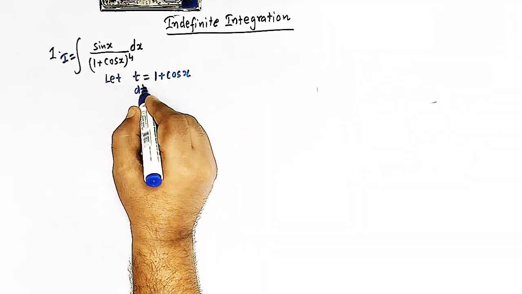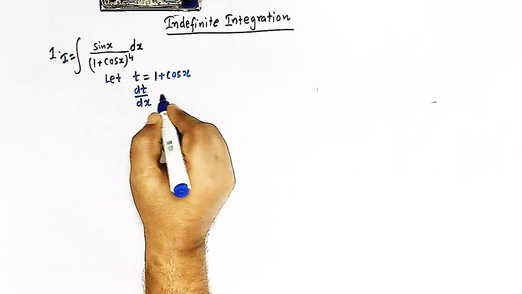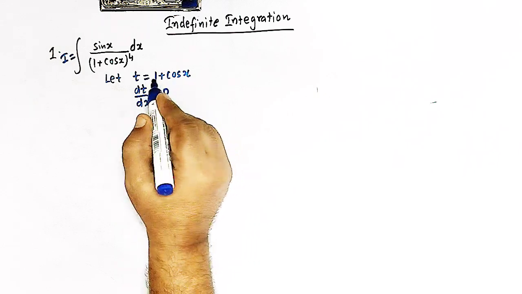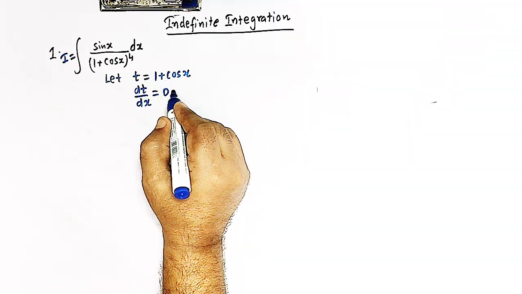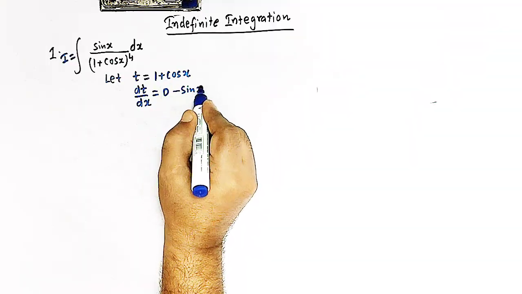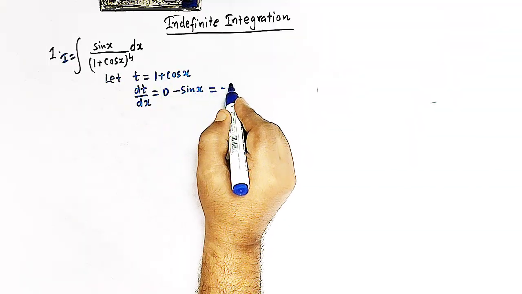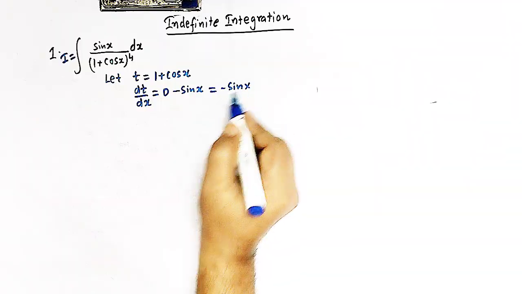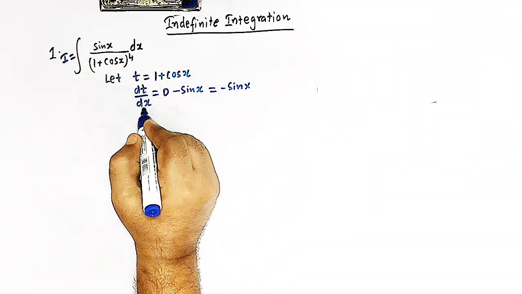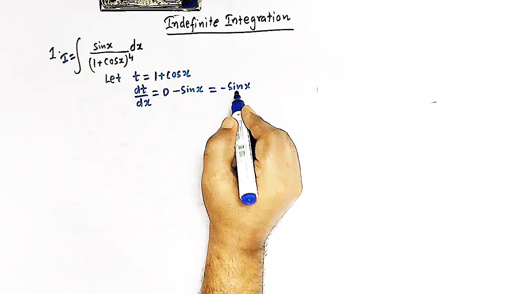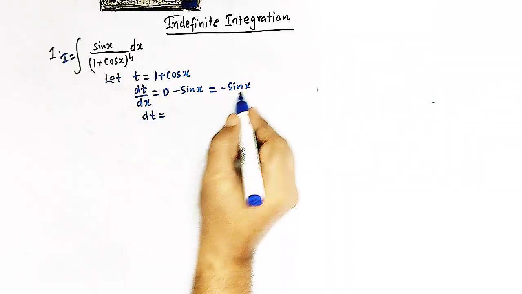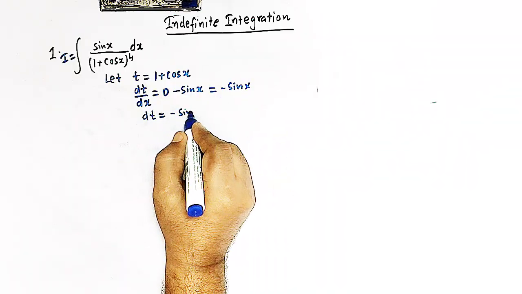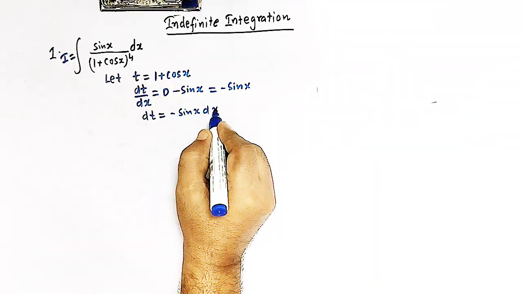So we have dt over dx is equal to 0. The derivative of 1 is 0, and the derivative of cosine x is minus sine x. So now this is equal to minus sine x, right? So now dt over dx is equal to negative of sine x. So we can now write dt is equal to minus sine x dx, right?